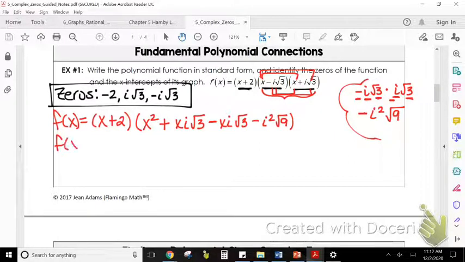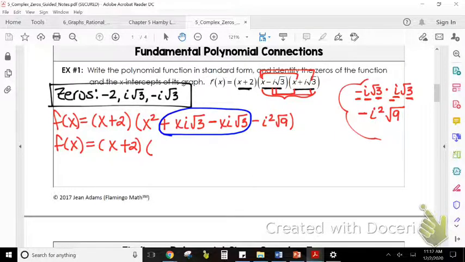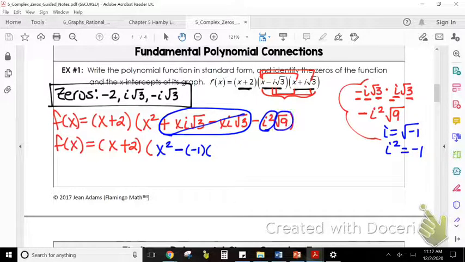All right, so I'm just going to bring down this first part. I'm not ready to do anything with it yet. Times, I need to simplify this second parenthesis. Here I have like terms. They're both xi, so xi square root of 3 minus xi square root of 3 cancels. So we have our x squared. We have a minus. Now remember, i squared was equal to the square root of negative 1 squared, which is equal to negative 1. So we have our minus, and then our i squared is a negative 1 times the square root of 9. Remember, always use the principal root, so it's 3.